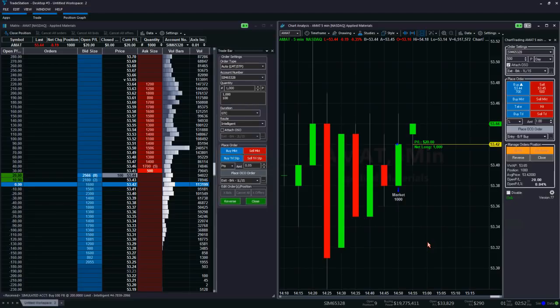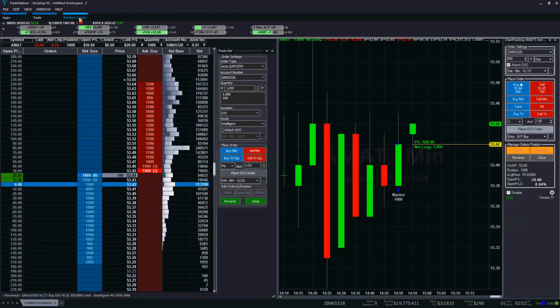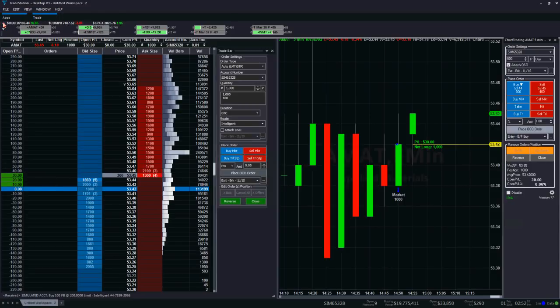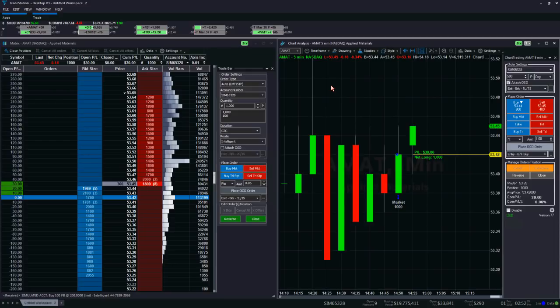Let's talk a little bit about the position graph bar. The position graph bar is up here on the top of TradeStation. If you hover over the position graph bar, it will show you any open position you have. Let me go ahead and dock it by clicking on the push pin right here, so it'll remain at the top of TradeStation.